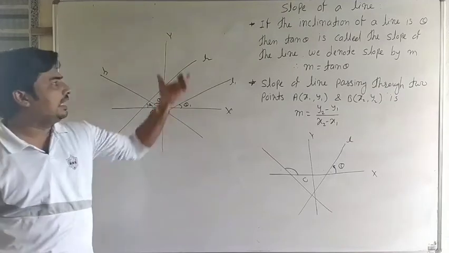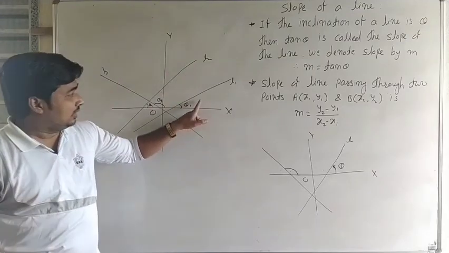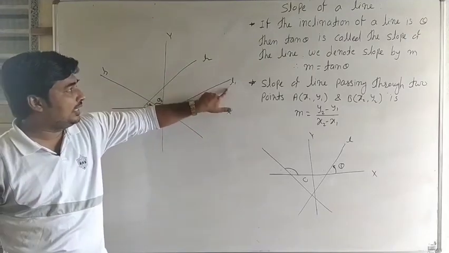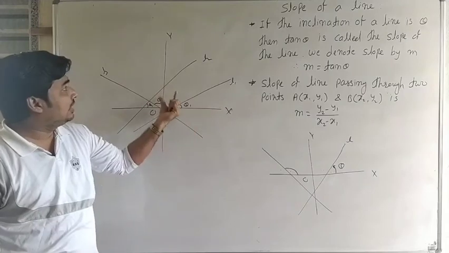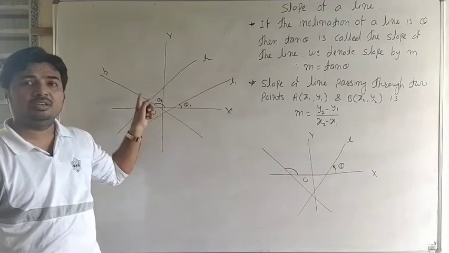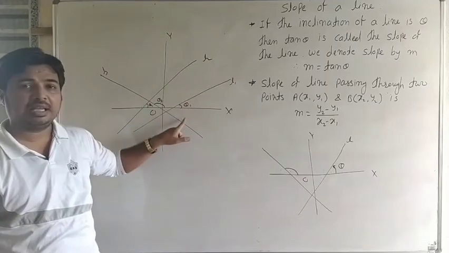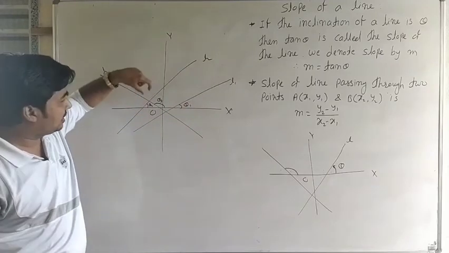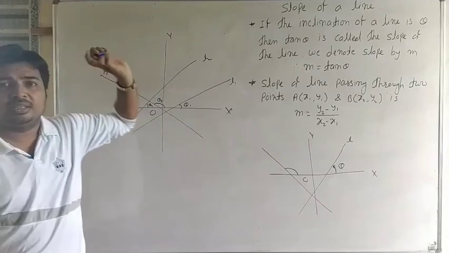ओके, 3 लाईनने हे 3 अँगल तयार केलेले. देन इन्क्लिनेशन ऑफ लाईन L1 इट इज अ θ1, inclination of line L2 it is a θ2 and inclination of line L3 it is a θ3. Therefore slope of L1 it is a tan θ1, slope of L2 it is a tan θ2, slope of L3 it is a tan θ3.